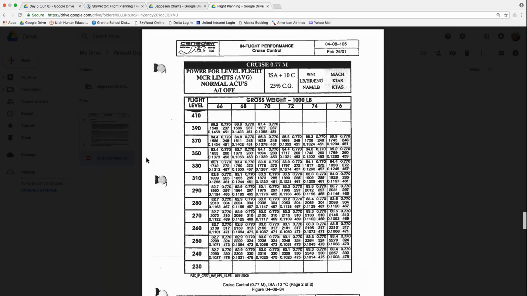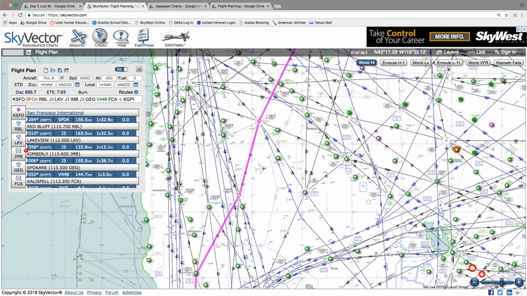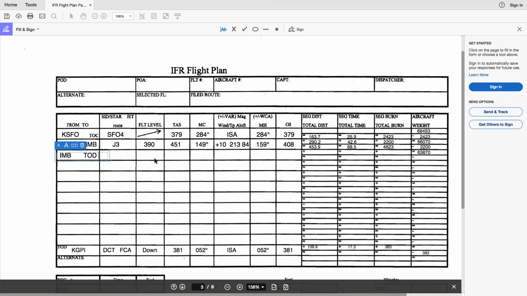Okay. So to get our heading, the route that we're using, once again, we're staying on J3, a little bit on Victor 448. We'll just call it J3. Is he going to penalize you if you put Victor 448? No. We're staying at 390.